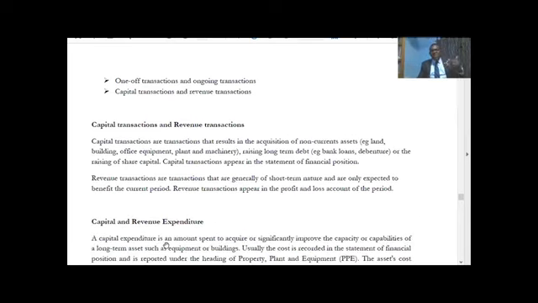Great. When we talk about revenue transactions, they are transactions that are generally of short-term nature and are only expected to benefit the current period. Okay, good. Revenue transactions appear in the profit and loss account of the period. So a typical example of a revenue transaction is what? Revenue. When you sell goods this period, the revenue relates to just this period. It doesn't go into next year.